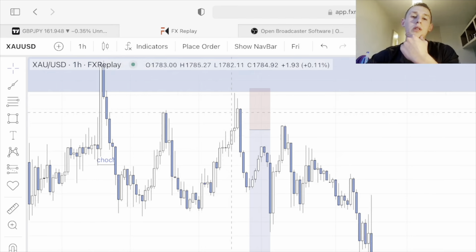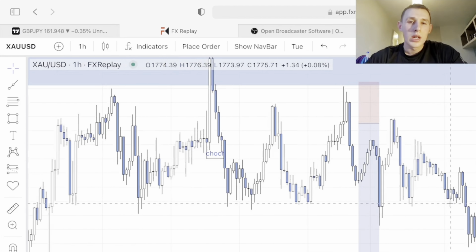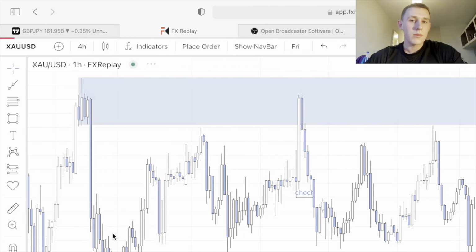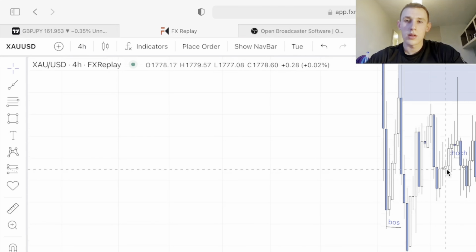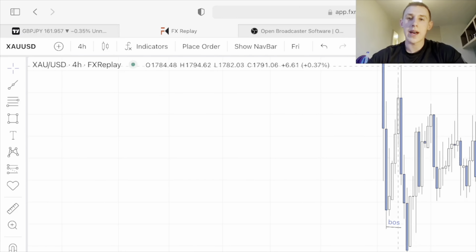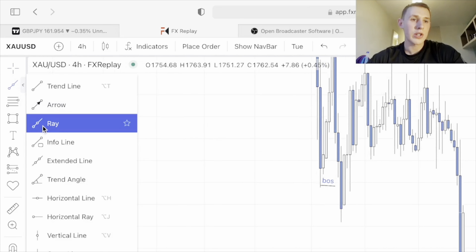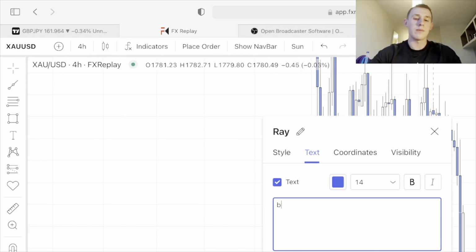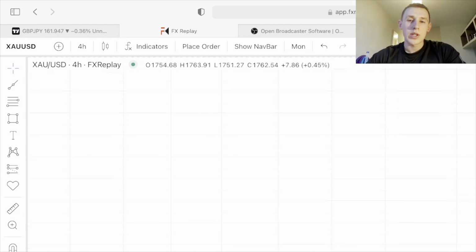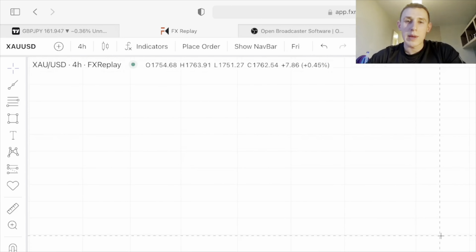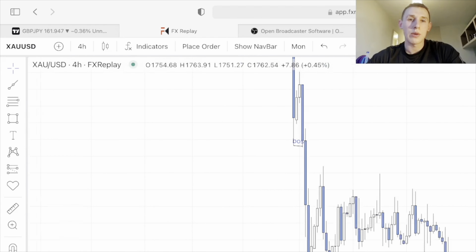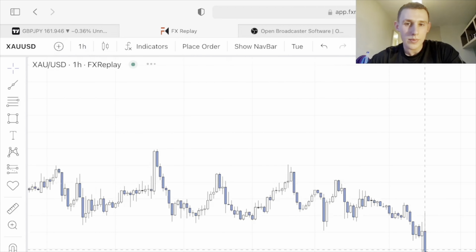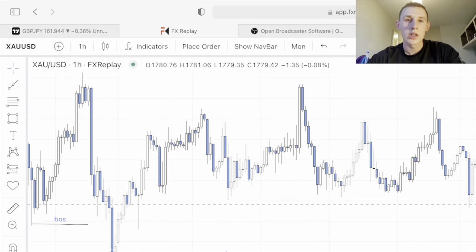Let it play out. All right, there we go. Very nice trade. So now we've had a further 4 hour break of structure just here. And we still have all of this space in between here and the daily low. So we can definitely look for some more sells if price gives us an entry.